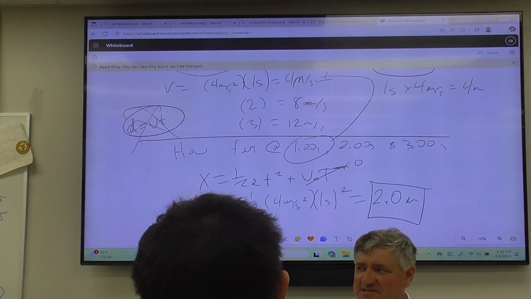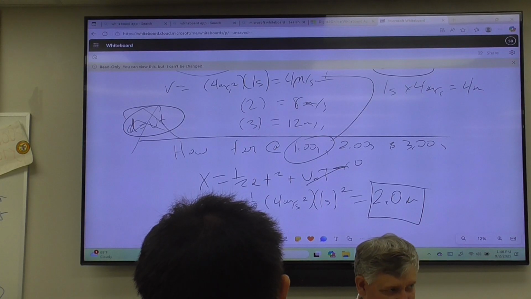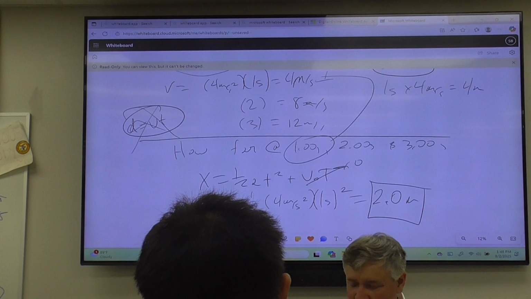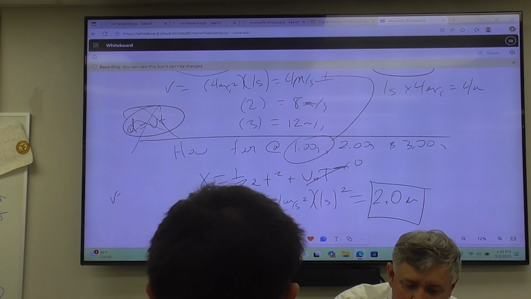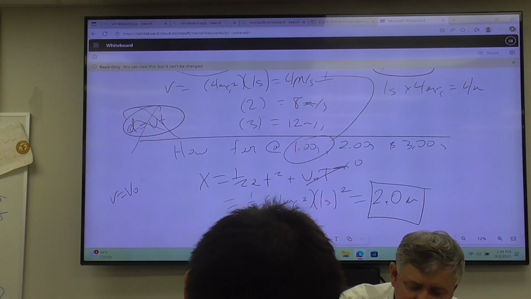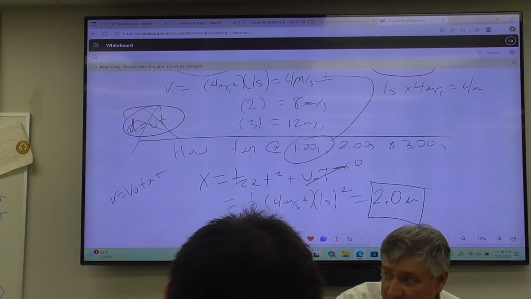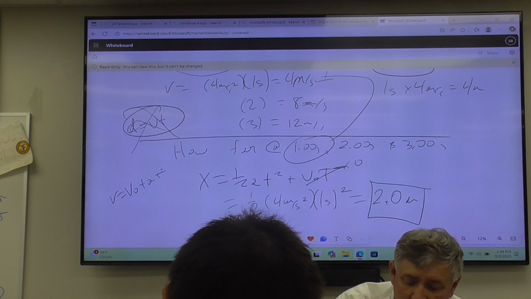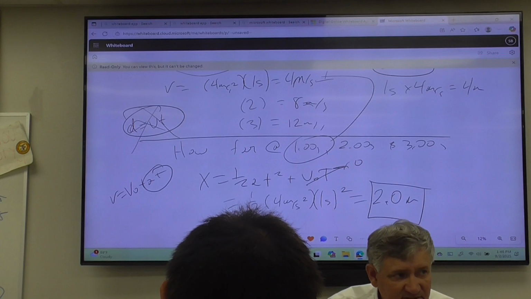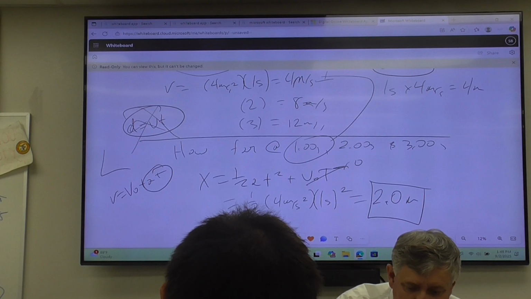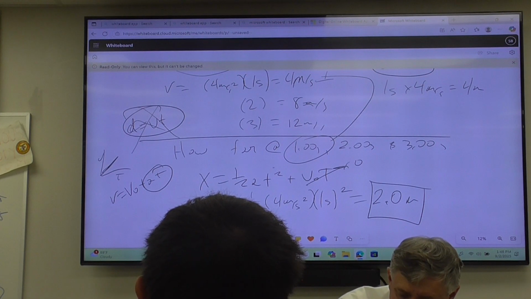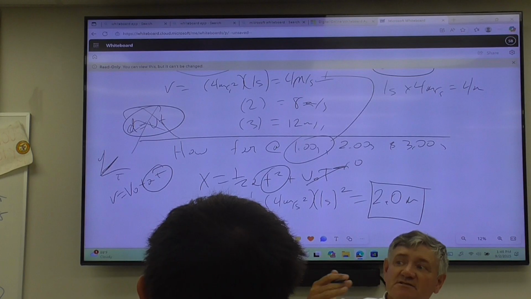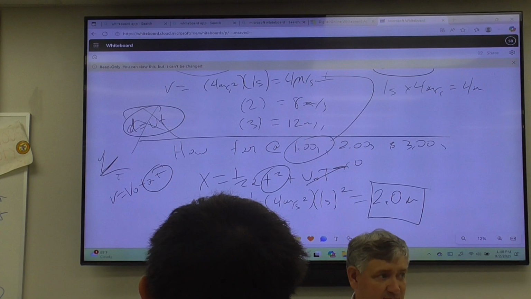Both sets of calculations have to produce the same units and the same numeric value. Now, here's what's important about this. When we did v equals v naught plus at, notice that was acceleration times time, and that produced a linear graph. This is at squared, which means it's going to produce a nonlinear graph because we're multiplying by t squared.